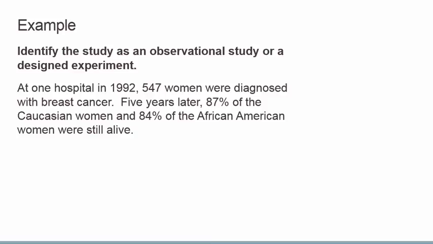Example: identify the study as an observational study or a designed experiment. At one hospital in 1992, 547 women were diagnosed with breast cancer. 5 years later, 87% of the Caucasian women and 84% of the African American women are still alive. This study is an observational study because they observed the results.